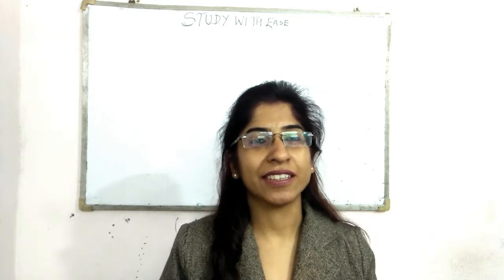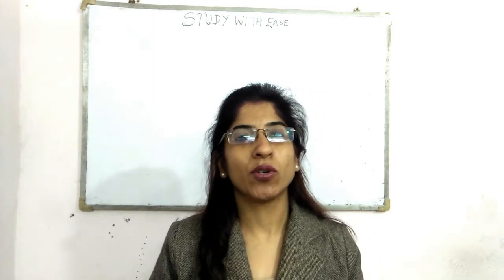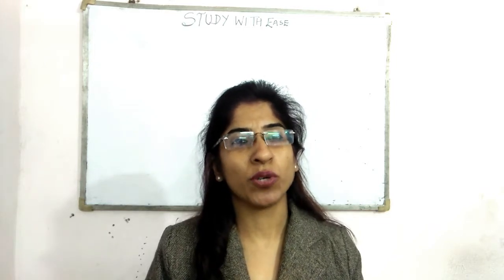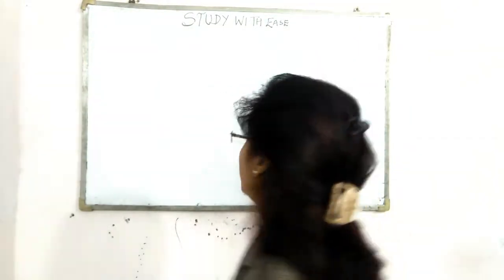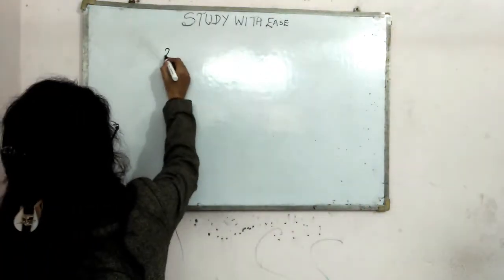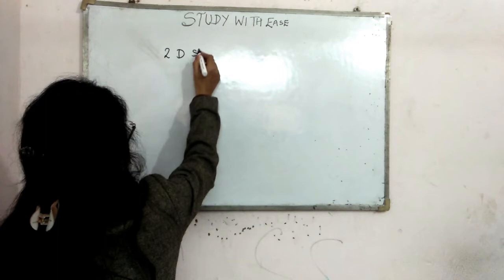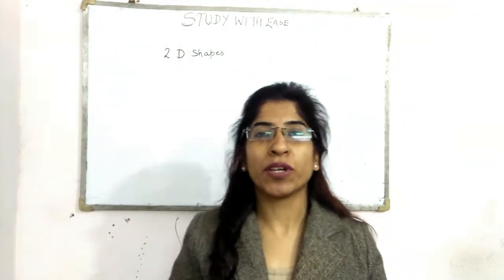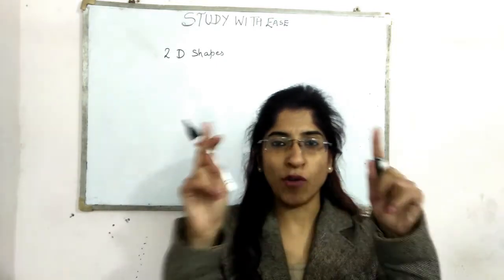In your previous class, 8th standard, you have studied about 2D shapes. So now we will describe the difference between 2D shapes and 3D shapes. Let us see on the board. 2D shapes. If we talk about 2D shapes, first we take the shape of square.